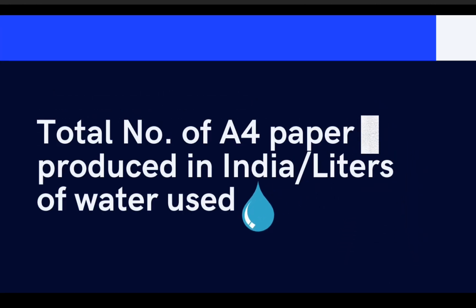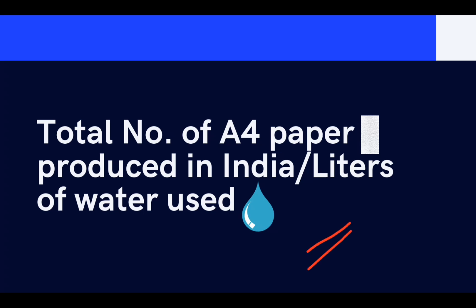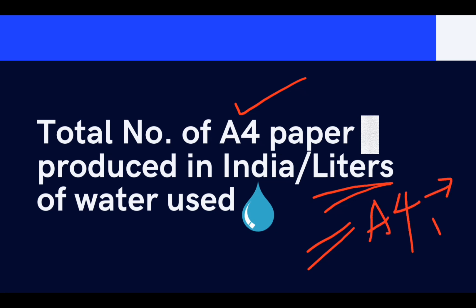To find this, they formulated a formula that can help them find how much water is used to make just one sheet of paper. So this is the formula. They took the total number of A4 size papers produced in India and divided it by the liters of water used in the industry. So it is easy for us to know how much water is used per paper. That means for making just one A4 size paper, how much water is required. That is what they wanted to know.